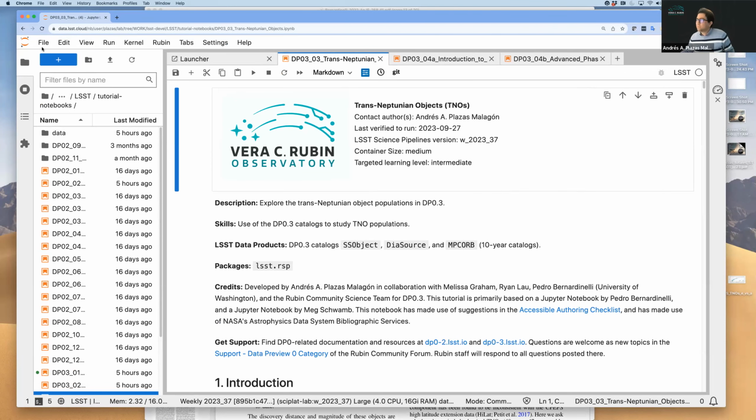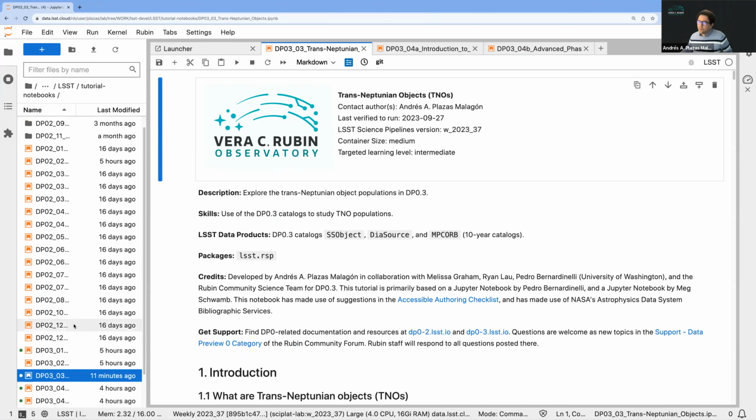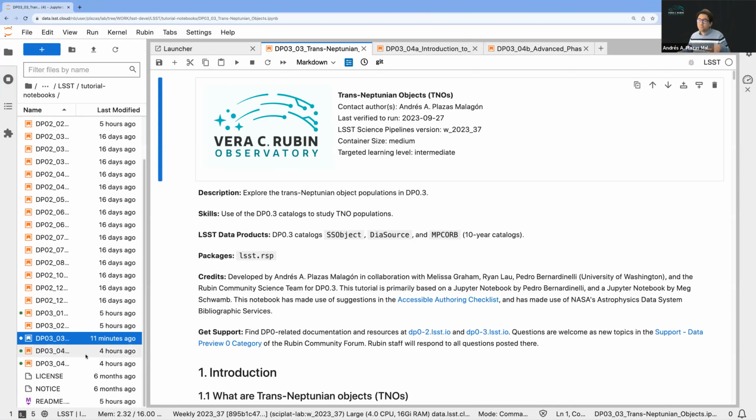Okay, so right now, let me make this a little bit bigger. And okay, we have the usual view right now, the notebook aspect of the Rubin Science Platform. We have a bunch of tutorials for DP0.2, about 12 of them, and then we're focusing on DP0.3, the solar system simulation, and so far we have 4 tutorials.